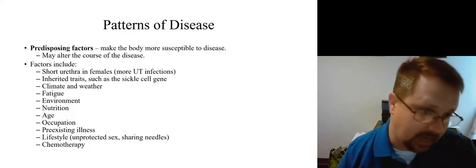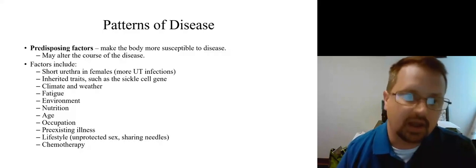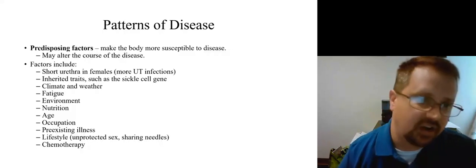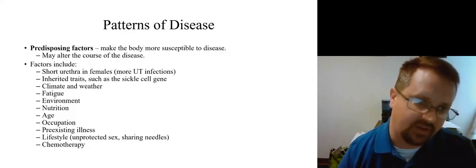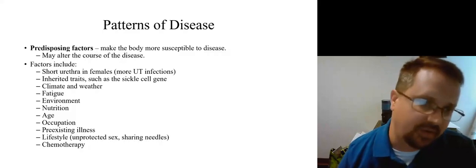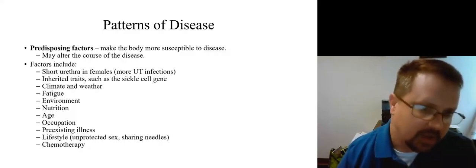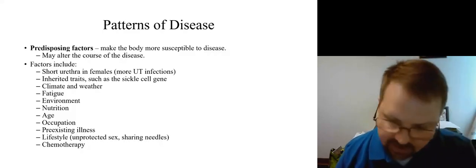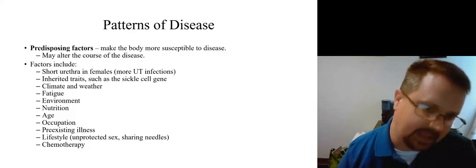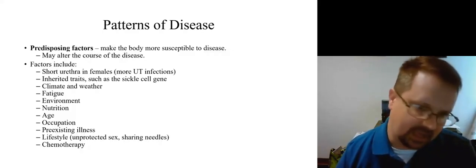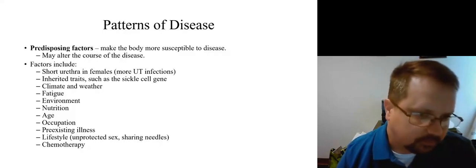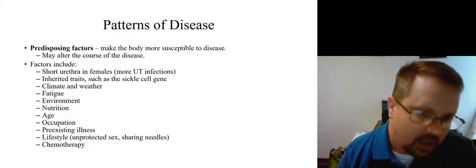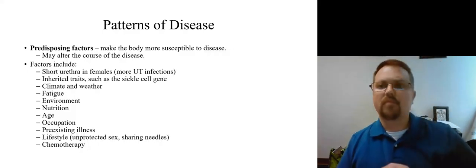Nutrition, how well are you eating? Are you eating properly, getting all the nutrients you need? How old are you? Being old. Your occupation can put you in various predisposing factors, being a medical provider during a pandemic, for example. Pre-existing illnesses like high blood pressure, cardiovascular disease, diabetes, that kind of stuff. COPD, emphysema. Your lifestyle, like having unprotected sex and sharing needles, and also being on chemotherapy.